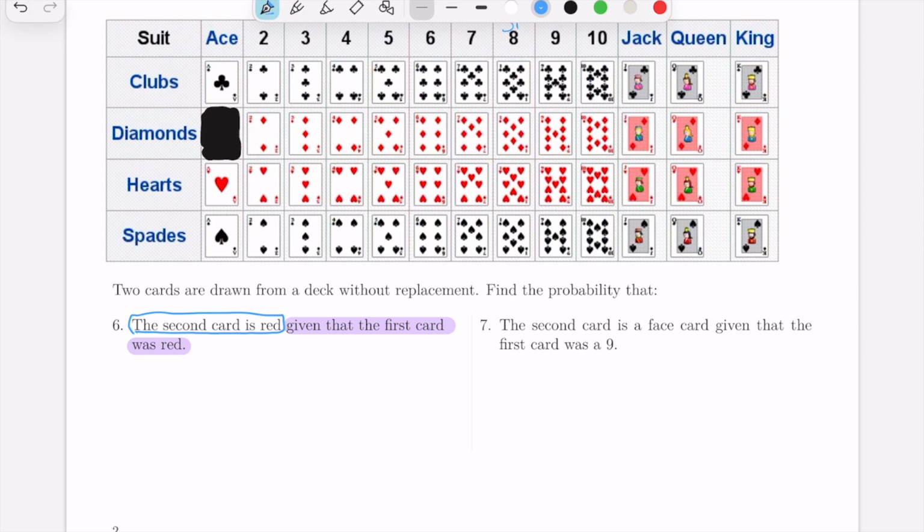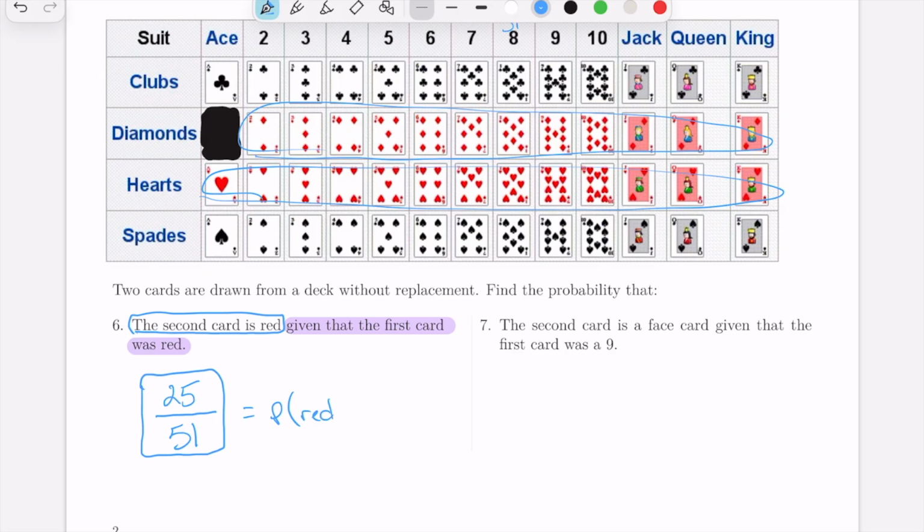Well, all I've got to do is look. I can see there's actually 51 cards left. And when I count how many red cards there are, I can see there's 13 hearts that are left, and there's actually 12 diamonds that are left in this case. So that's 25 cards. So 25 out of 51 is the probability that the second card is red, given that the first card was red. Again, that's different than saying what's the probability of drawing two red cards. I can't stress that enough. Let's go ahead and look at the next one here.